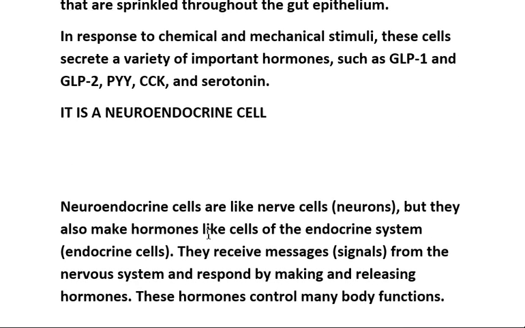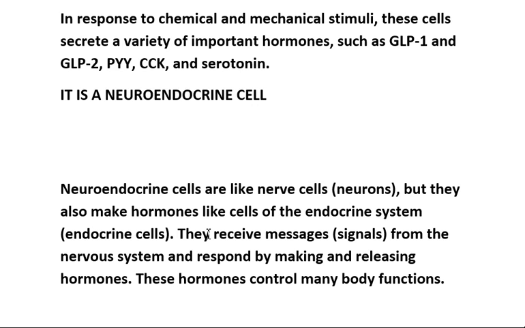So what is a neuroendocrine cell? Neuroendocrine cells are like nerve cells, but they also produce hormones, like endocrine cells. So these are called neuroendocrine cells.